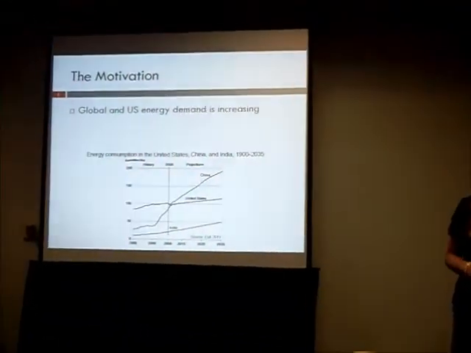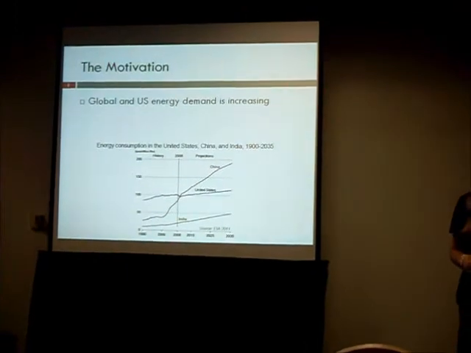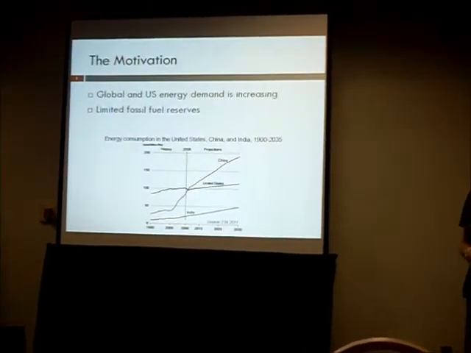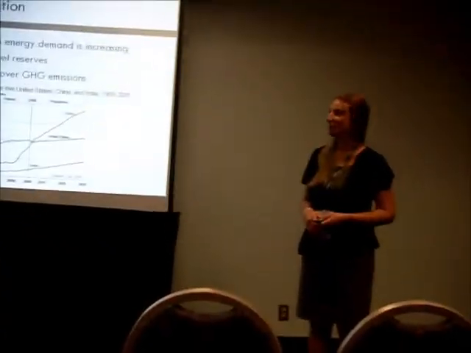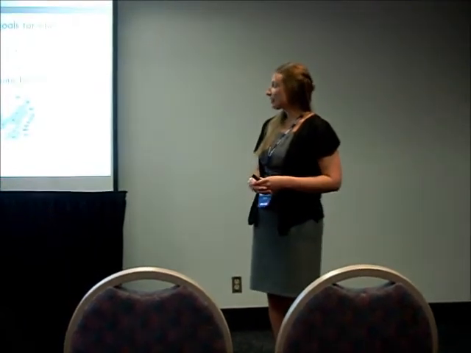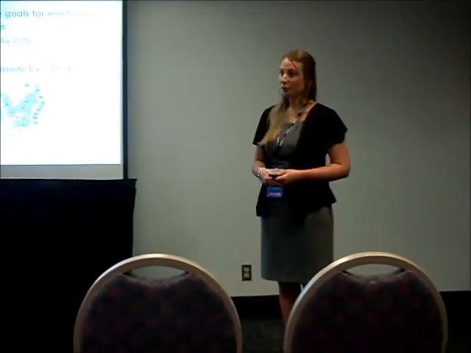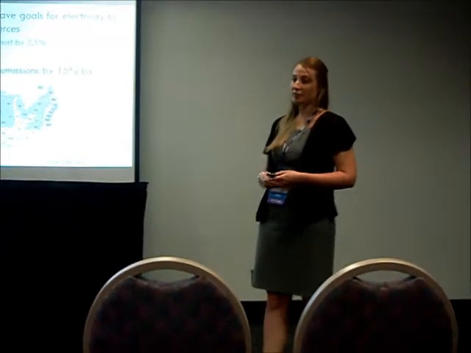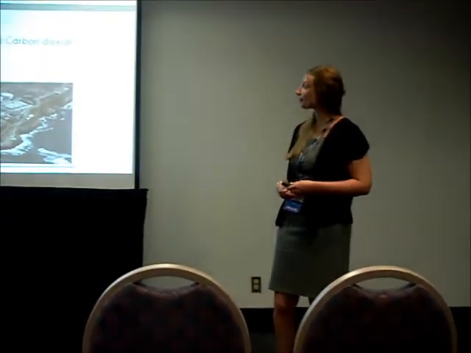So as I'm sure we're all aware, global and U.S. energy demand are increasing. We have limited fossil fuels, and we want to reduce our greenhouse gas emissions. California and 32 other states have set goals for electricity to come from renewable sources. In 2010, California fell short of its goal by 2.1%. For 2020, California has set a goal for 33% of its electricity to come from renewable resources, as well as to reduce greenhouse gas emissions by 15%.